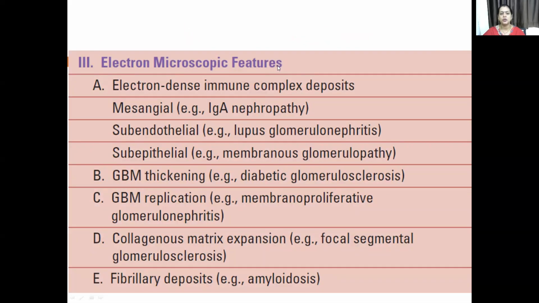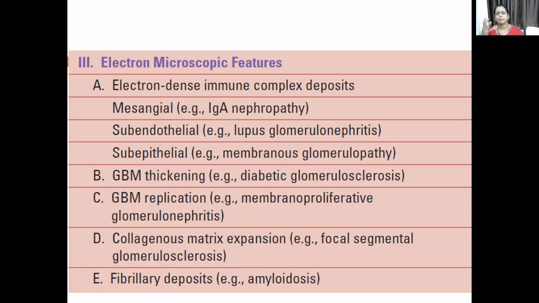The electron microscopic features include electron dense immune complex deposits. I told you: mesangium, IgA nephropathy; subendothelial, lupus glomerulonephritis; subepithelial, the classical example I gave you is poststreptococcal glomerulonephritis. Remember that there is a subepithelial location, right? Then glomerular basement membrane thickening in diabetic glomerulosclerosis, replication or duplication happening in membranoproliferative glomerulonephritis, collagenous matrix expansion that is FSGS or focal segmental glomerulosclerosis, and fibrillar deposits as in amyloidosis.